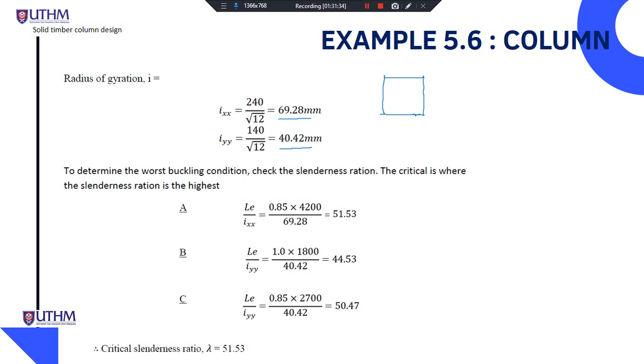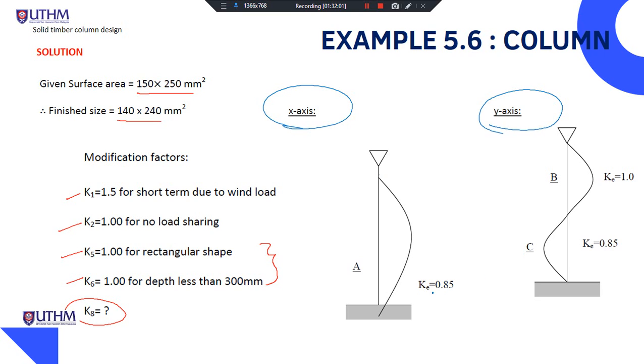So this is our cross section for the rxx. We know that here is our B, the proposed minimum side is 140, and the finish H is 240. To determine the worst buckling condition, you need to check conditions A, B, and C based on these 0.85, 1, and 0.85 for the y-axis column.